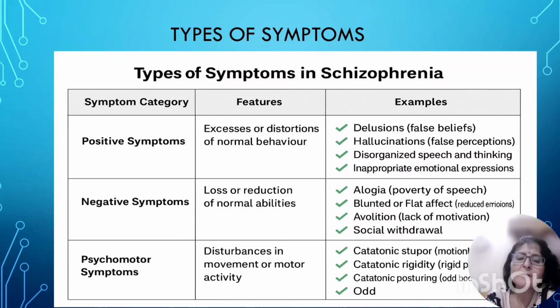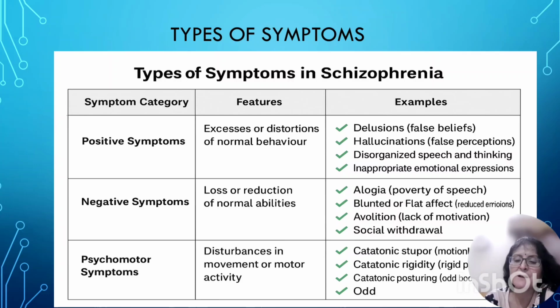Let me talk about negative symptoms. As I have already explained, negative means that there is a reduction or loss in normal functioning. So what do you find? That is alogia, that is poverty of speech. They are not able to express themselves through speech. You would find that they use fewer words, and they experience reduced speech and speech content.